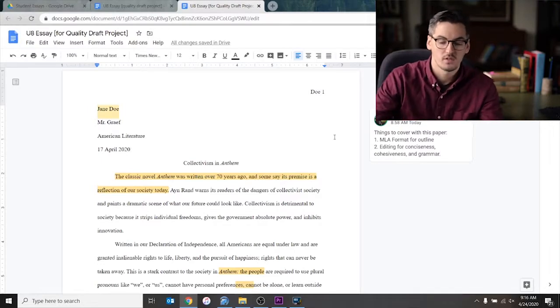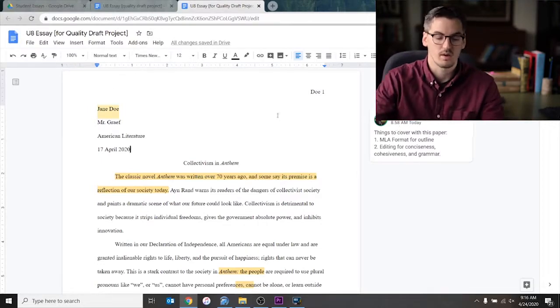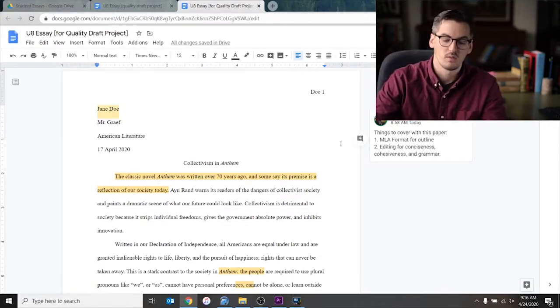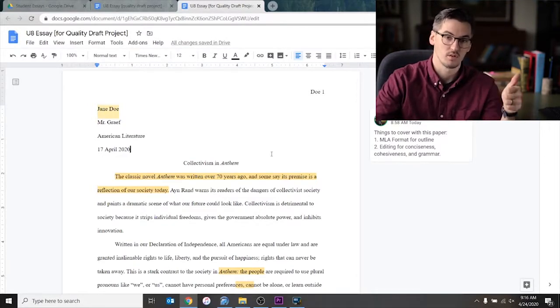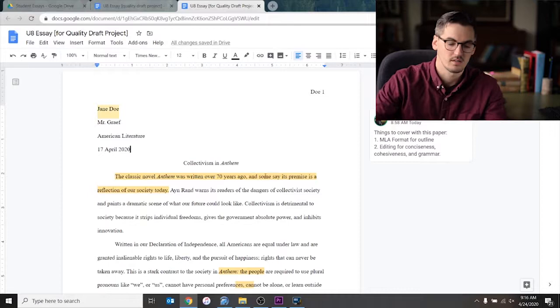So the first two things that I want to look at when you're writing your papers is the MLA format for when you include an outline, and the second thing is when you edit your rough draft and you're trying to make sure that it's cohesive, that it's concise, and that it has good grammar. So as far as grammar, we're mostly going to focus on comma splices, since that's maybe the most common mistake that I see in my classes.